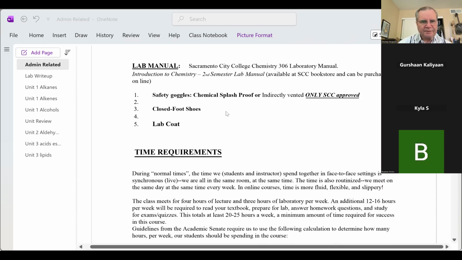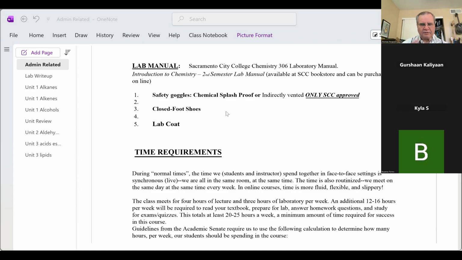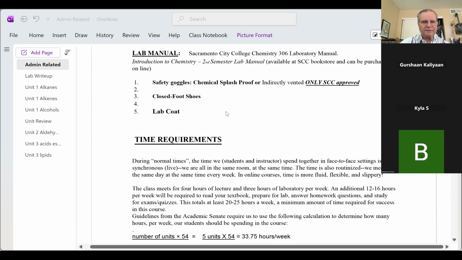Okay, lab materials required. Safety goggles. They have to be chemically splash proof. That means if some liquid gets splashed onto your goggles, the liquid cannot seep in through the vent and touch your face. Splash proof has vents, but they're a special kind that don't allow liquids to pass through. Now, there are some cheaper goggles out there that Sac City does not approve, so you're going to have to get approved ones.